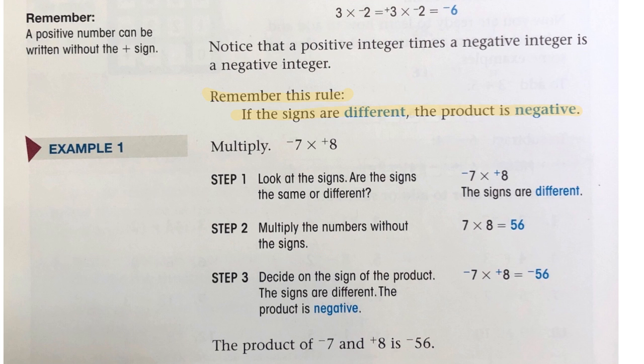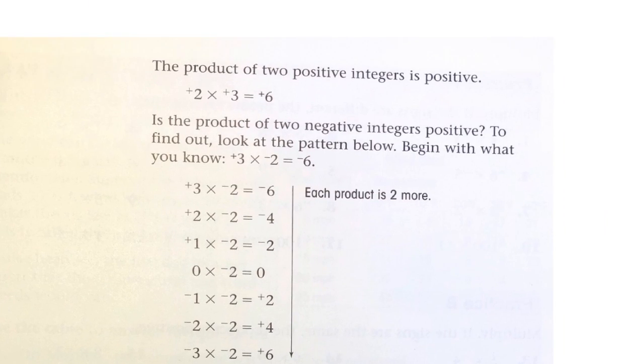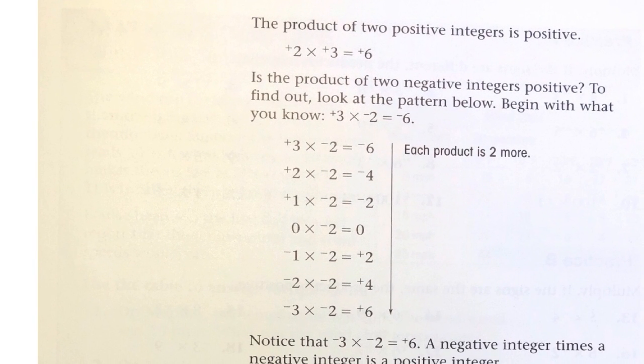Step 2, multiply the numbers without the signs. Just multiply them. 7 times 8 is 56. Step 3, decide on the sign of the product. If the signs are different, the product is negative, and then you just put the negative sign. The product of two positive integers is positive. So that's another rule, which is the type of multiplication you've always done. It's just 2 times 3 is 6. But you don't have to write the plus signs for positive numbers. This is just for illustrative purposes.